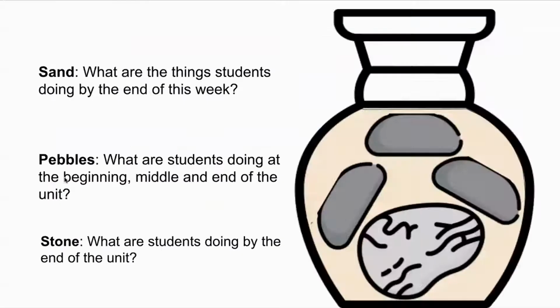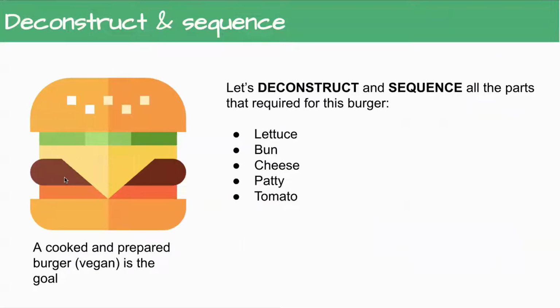Now let's move to the next strategy that I want to share with you. It's called deconstruct and sequence, which is very tied to the assessment. Deconstruct means this: you take all of the parts of the assessment and you identify them. And then you sequence it. For example, let me give you a non-teaching example. Let's say you want to cook a vegan burger.